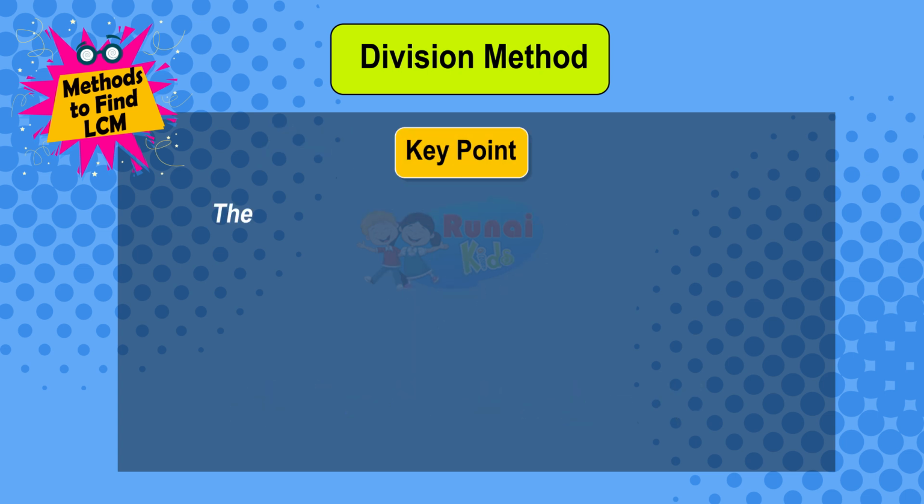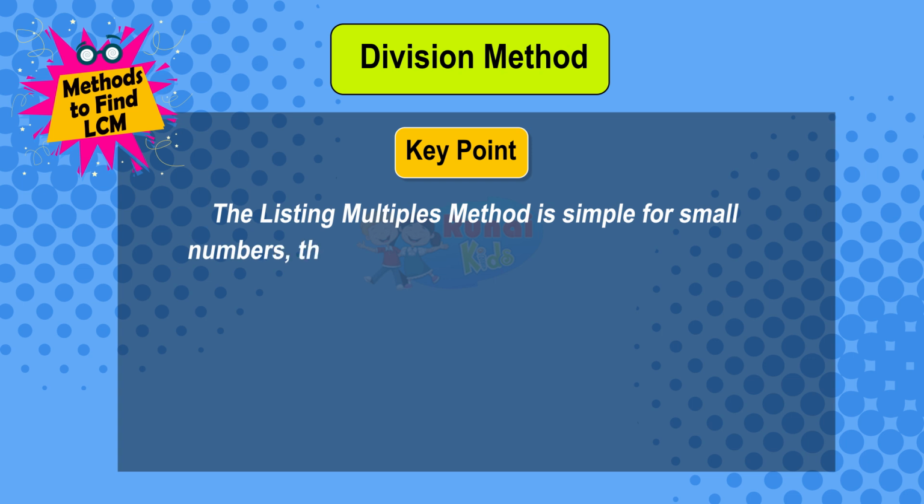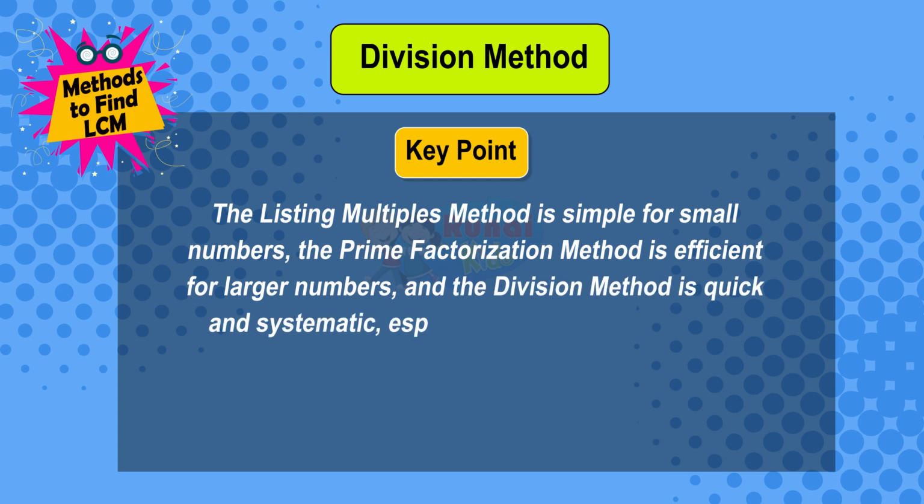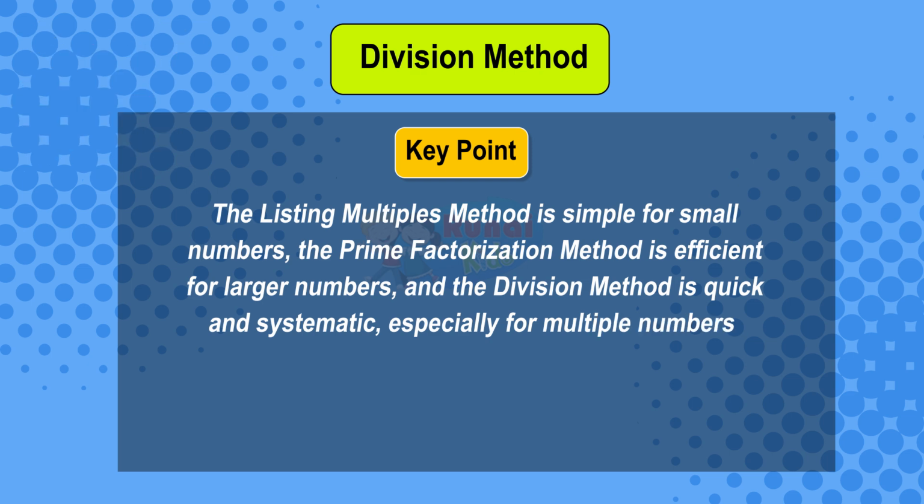Key point: the listing multiples method is simple for small numbers. The prime factorization method is efficient for larger numbers, and the division method is quick and systematic, especially for multiple numbers.